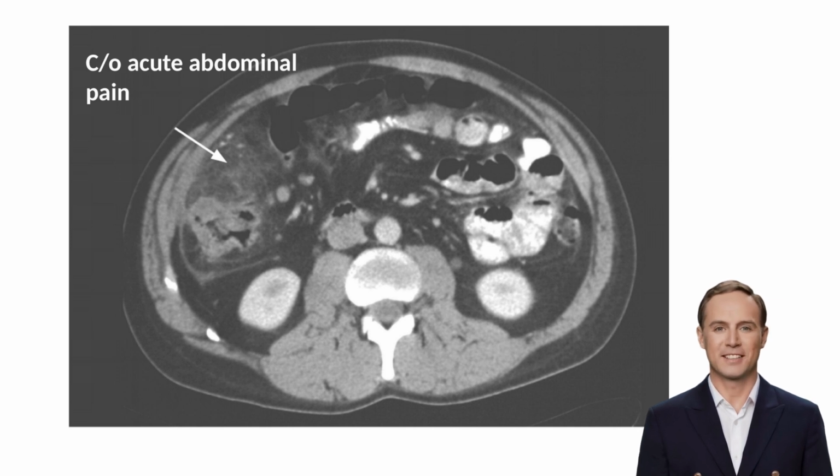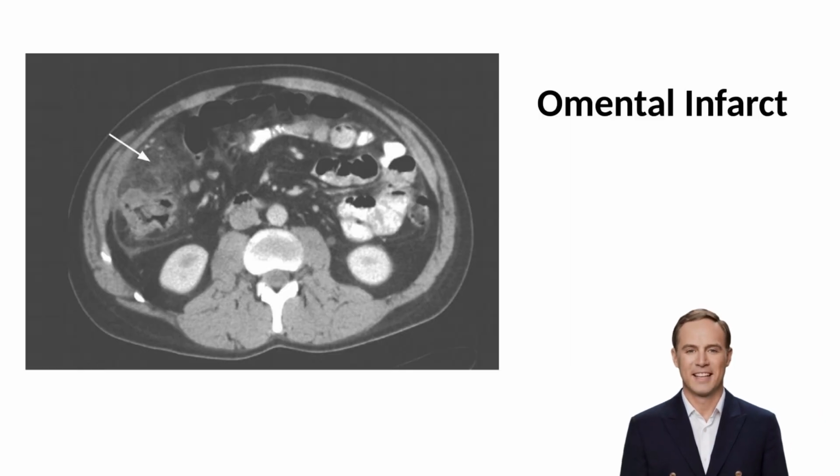A patient presented with acute abdominal pain. CT was done. What do we see here in the CT? Some form of fat stranding is seen anterior to the ascending colon. This was a case of omental infarct, and this is the classical appearance of it. It's basically fat necrosis and appears as fat stranding.